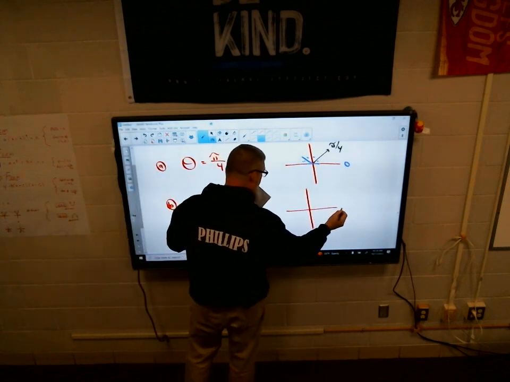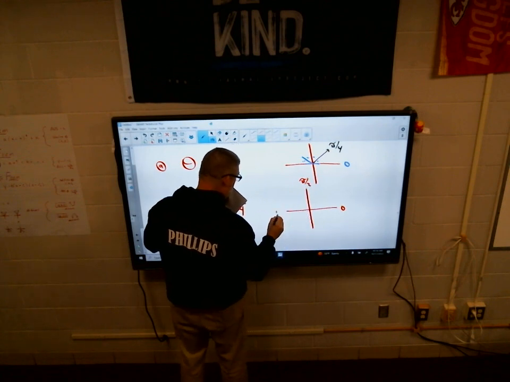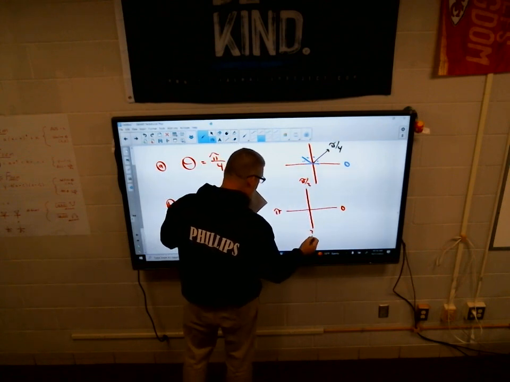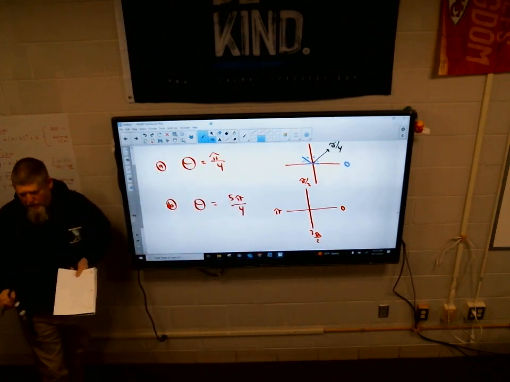Remember, your quadrantals: this is 0. This is pi over 2. This is pi. This is 3 pi over 2. Think about where 5 pi over 4 would be.